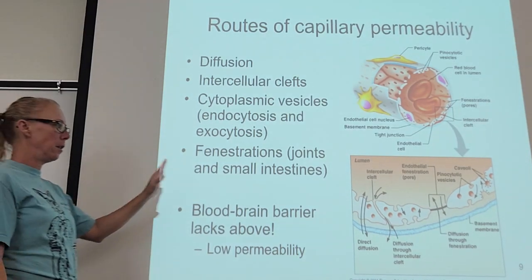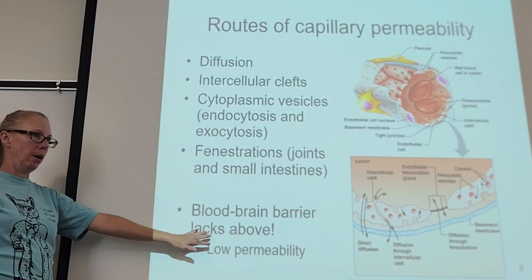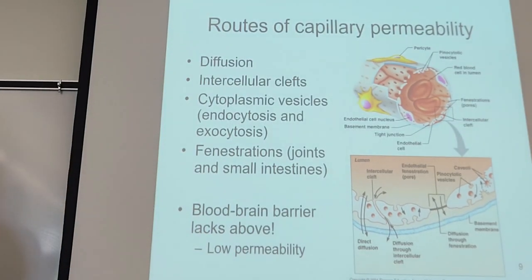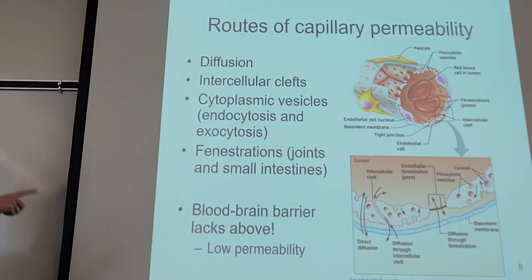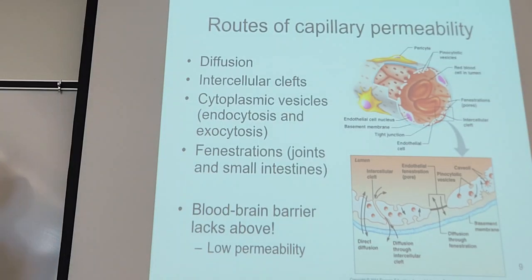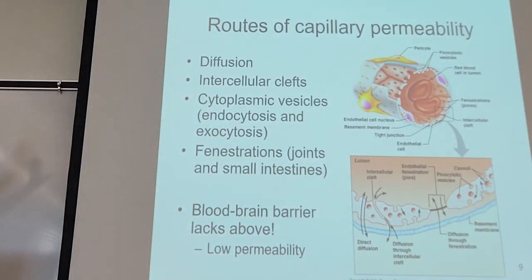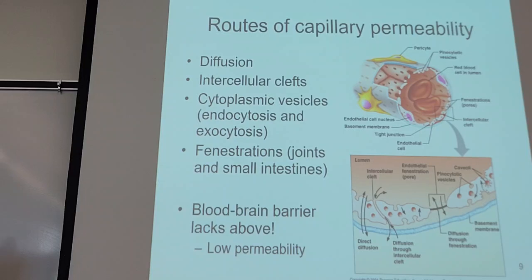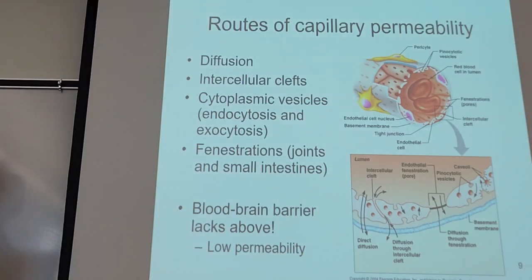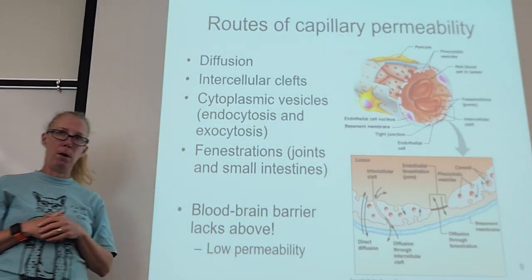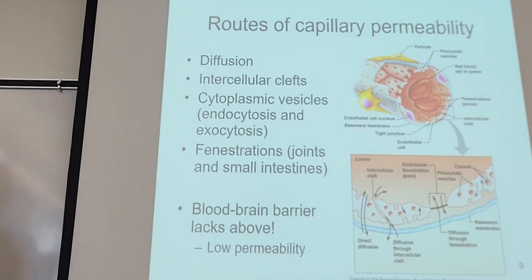Now, the one place in the body that has plenty of capillaries is in the brain, right? Because the brain is highly vascular and needs oxygen all the time. But we have what's called the blood-brain barrier, and the blood-brain barrier lacks any of these characteristics. The blood-brain barrier is a special barrier only found in the brain, and it only allows certain things to cross it, like oxygen, or certain kinds of drugs, like anesthesia. So it's got what we call low permeability, but that's for protection.